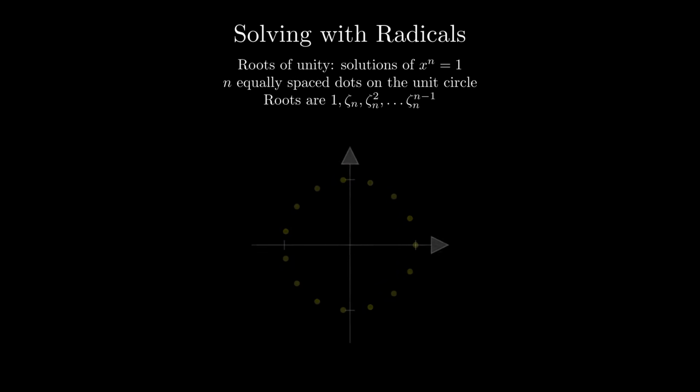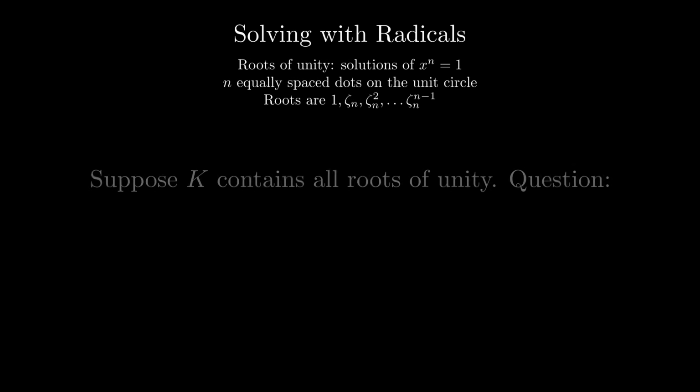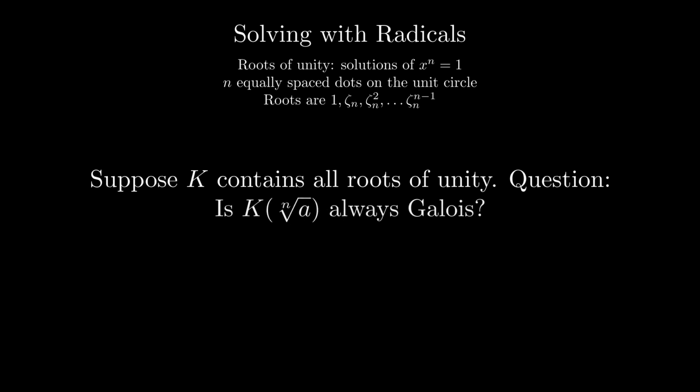And now we'll ask a very leading question. If some field K contains all the nth roots of unity, and A is some element of K, is K adjoin the nth root of A always Galois? If we let T be this element, it satisfies T to the n equals A, or T to the n minus A equals 0. For this extension to be Galois, all roots of this must be in K adjoin the nth root of A.